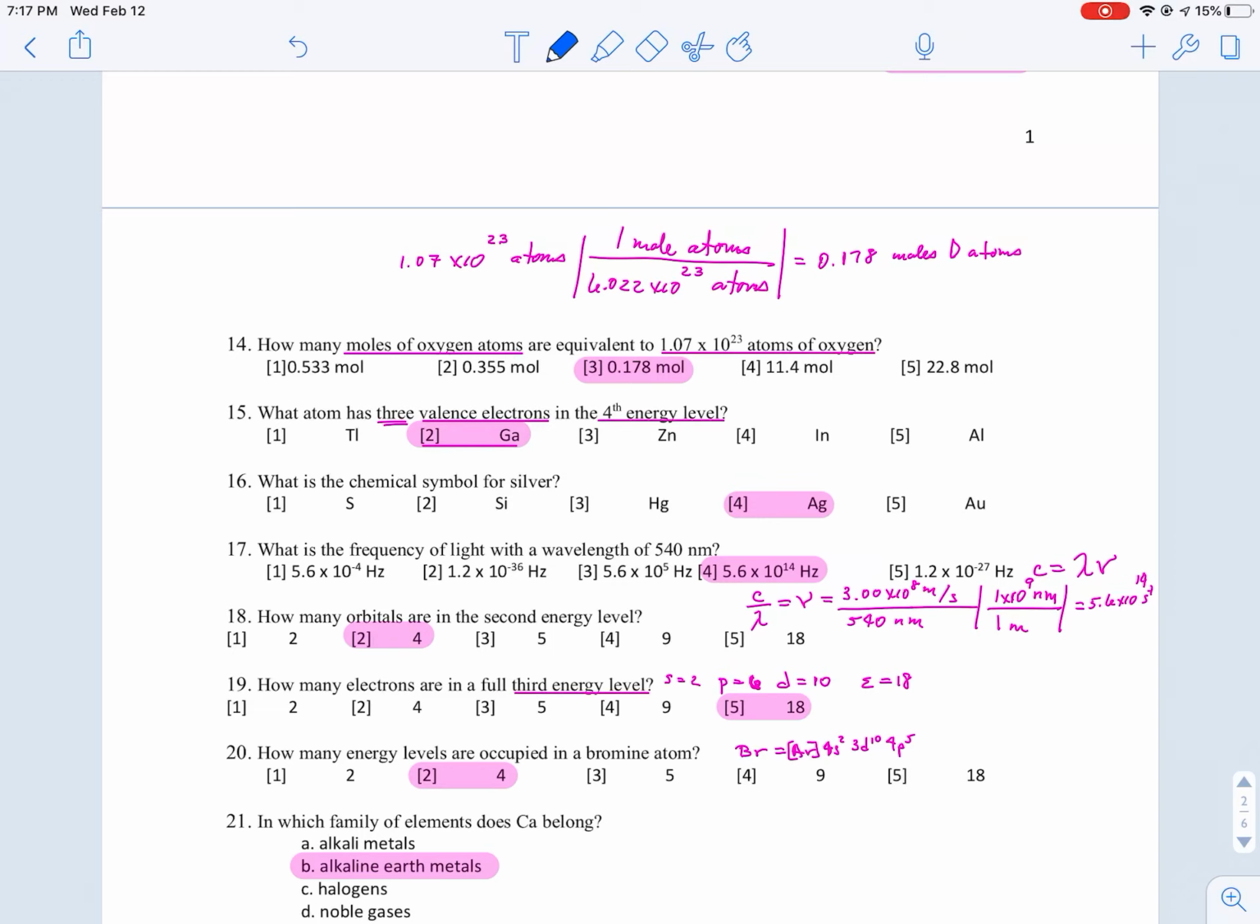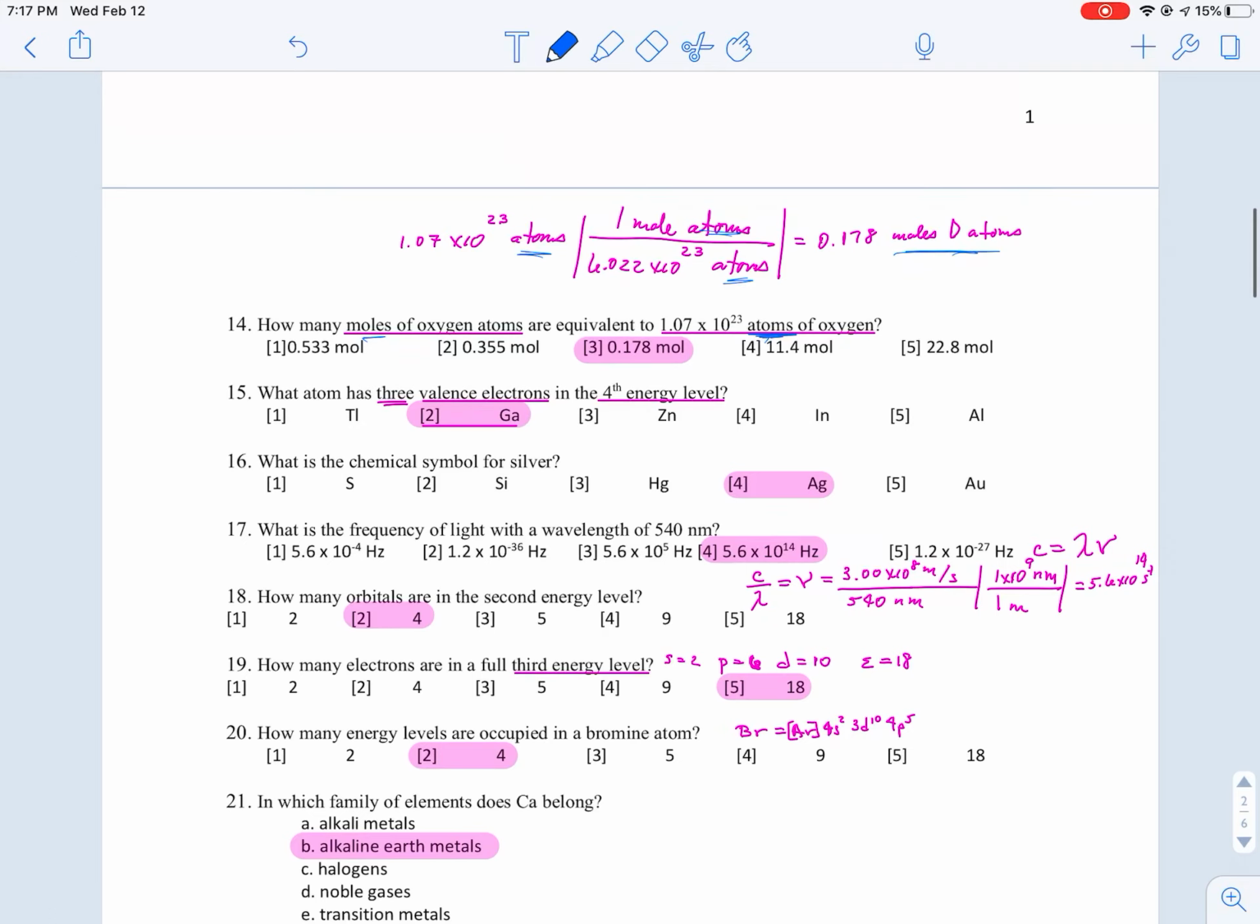How many moles of oxygen are equal to this many atoms? So this is just a straightforward atoms to moles. There's your atoms. You're going to use Avogadro's number to get to moles. This is a pretty straightforward math problem, not tricky, not lots of stuff in it.